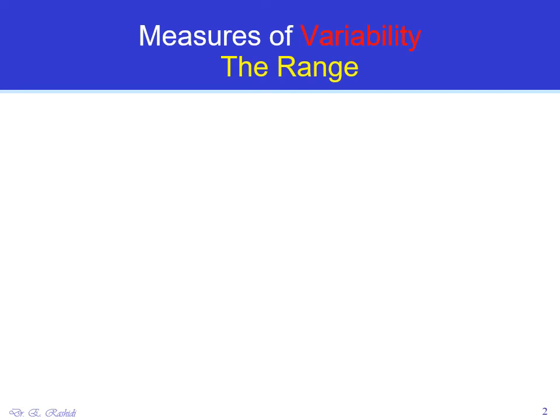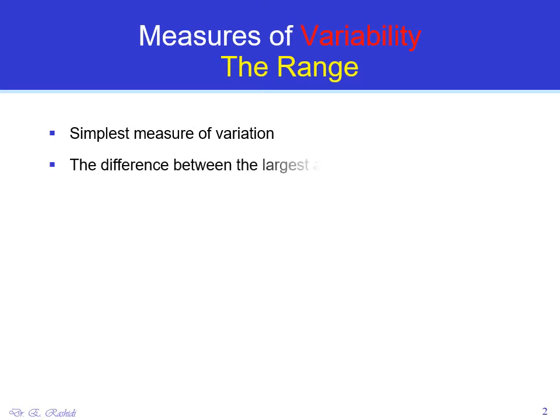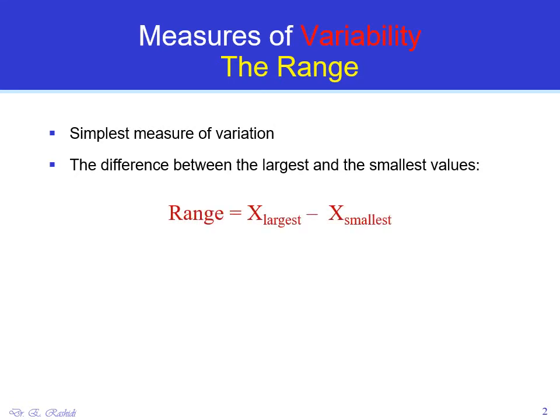Now that we learned about the necessity of some measures to measure variability in data, let's learn about variability measures, starting with the range. What is the range? The range is the simplest measure of variability in a dataset that you can use, and it's very easy to understand. The range is just the difference between the largest value in your data and the smallest value in your data. So it's the largest value minus the smallest value.